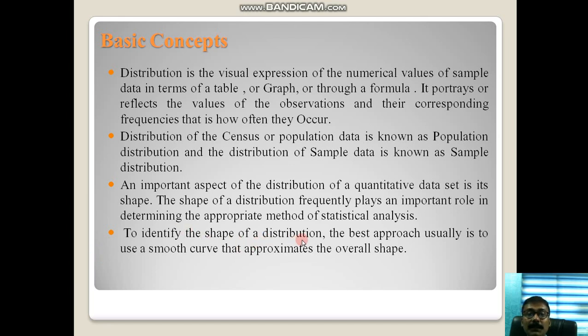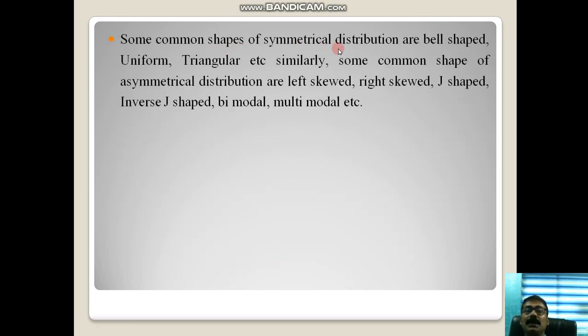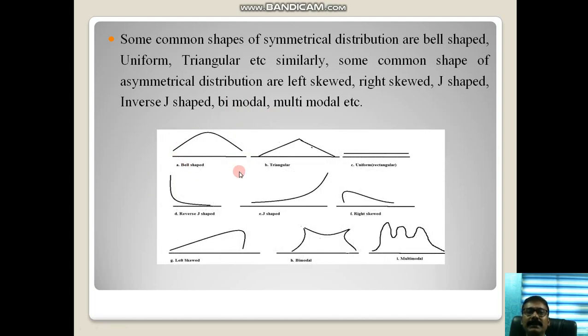To identify the shape of a distribution, the best approach is usually to use a smooth curve that approximates the overall shape. Some common shapes of symmetrical distribution are bell-shaped, uniform, triangular, etc. Similarly, some common shapes of asymmetrical distribution are left-skewed, right-skewed, J-shaped, inverse J-shaped, bimodal, multimodal, etc. Graphically, it looks like this: bell-shaped, triangular, uniform, reverse J-shaped, J-shaped, right-skewed, left-skewed, bimodal, multimodal, etc.